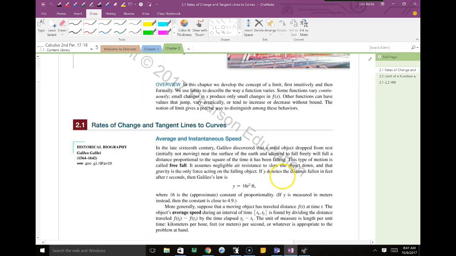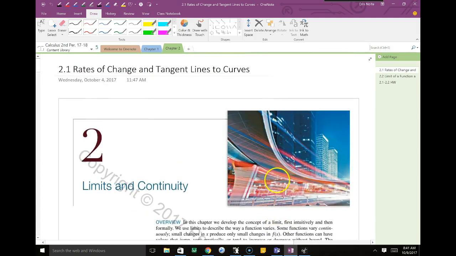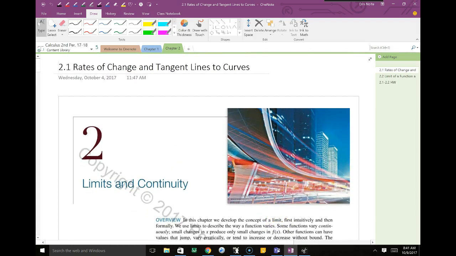Yeah, sorry. Oh, we go back out. Oh, never mind. Rates of change.